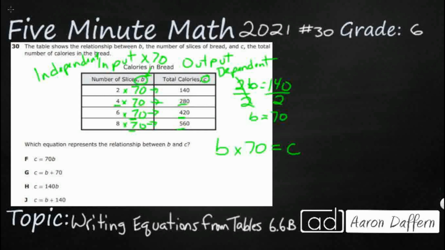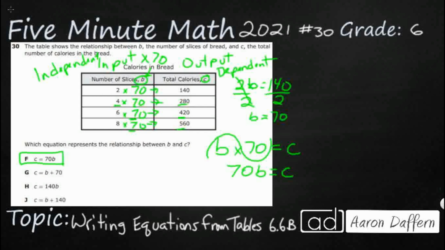When we see a letter next to a number like B and 70, we don't actually need to write the multiply sign. We can actually flip those around. You always put the number first. But if you were to write 70B, that's the exact same thing as B times 70. And as we get up into middle school and high school, we're going to see this notation 70B a lot more than B times 70, which means we have our answer here, F.